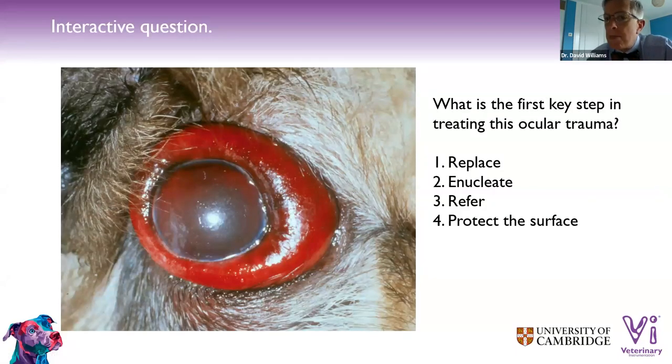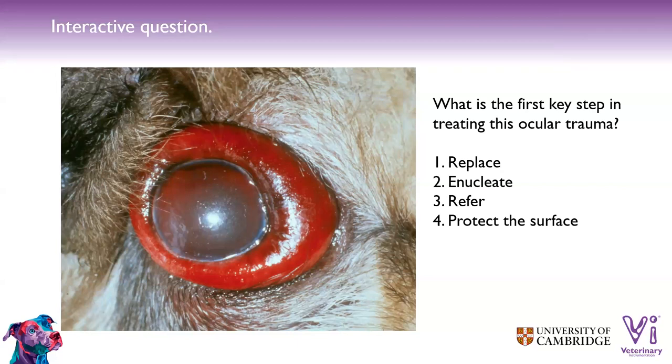So what's the first key thing to do in treating this ocular trauma? Replace it. Just take it out, refer it, protect the surface. I mean, guys, it's like preaching to the choir. So you can't see, of course, what everybody said. We'll leave it for a moment or two more. That's about half, and yeah.